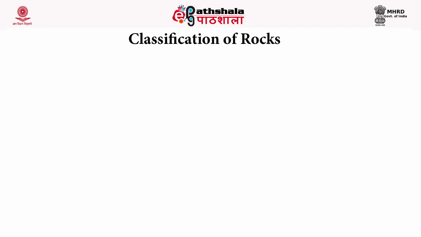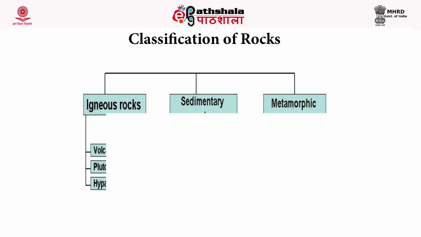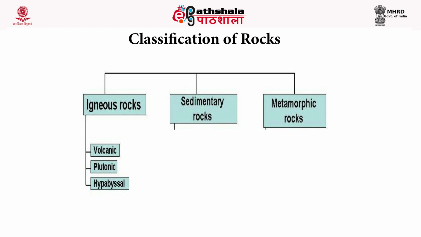How do you classify rocks based on their origin? Now let us look at this flow diagram. The rocks can be classified into igneous rocks, sedimentary rocks and metamorphic rocks. Further, igneous rocks can be classified based on their origin into volcanic rocks, plutonic rocks and hypabyssal rocks.